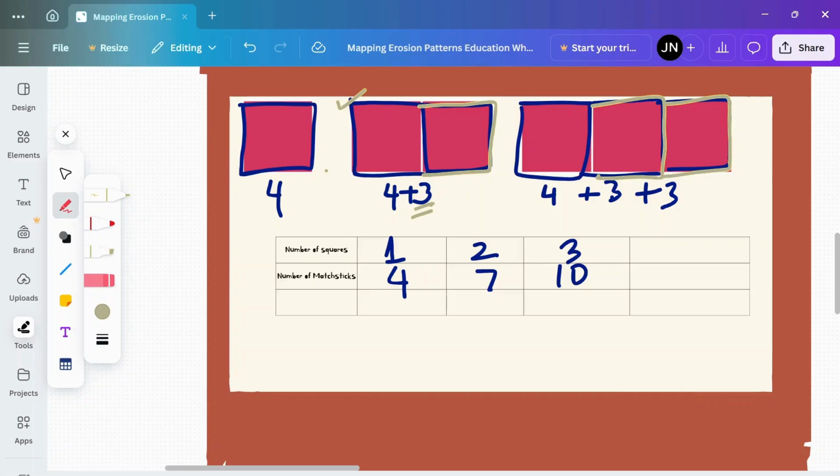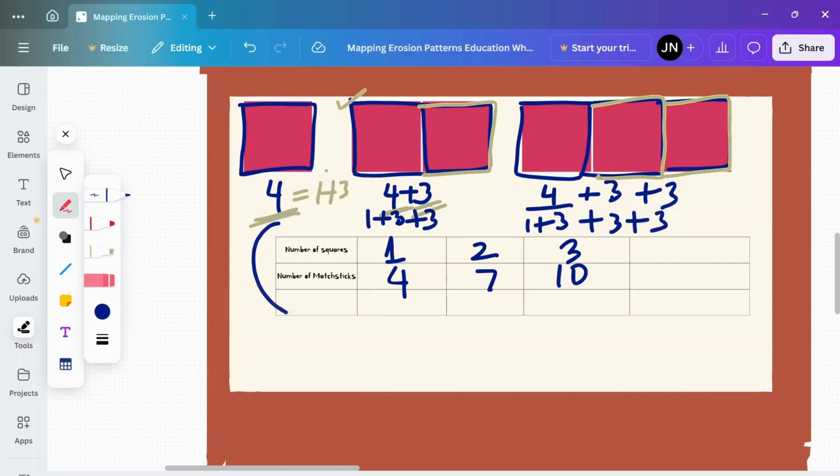Now is it possible for you to write these 4 sticks in terms of 3? Because at every step you are adding 3, right? So we will convert this 4 also in terms of 3. So we will write it as 1 plus 3. Now I want you to replace this 4 with 1 plus 3 at every sequence. So we can write this as 1 plus 3 and this here as 1 plus 3 plus 3 plus 3.